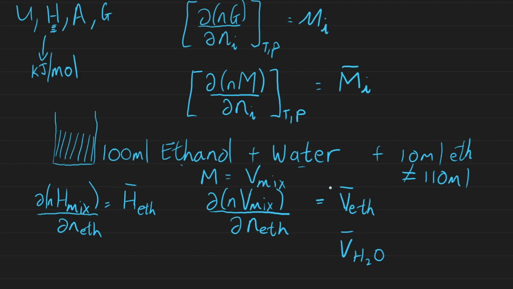But if, on the other hand, we had 100 milliliters of pure ethanol and we added 10 milliliters of pure ethanol to that, then yes, we will get 110 milliliters of pure ethanol, because in this case the intermolecular interactions are between ethanol and ethanol. So just to repeat that once more, if I have 100 milliliters of ethanol, and if I add 10 milliliters of ethanol to that, then yes, I will get 110 milliliters of ethanol.